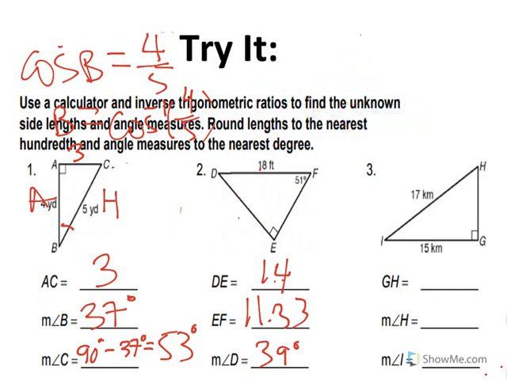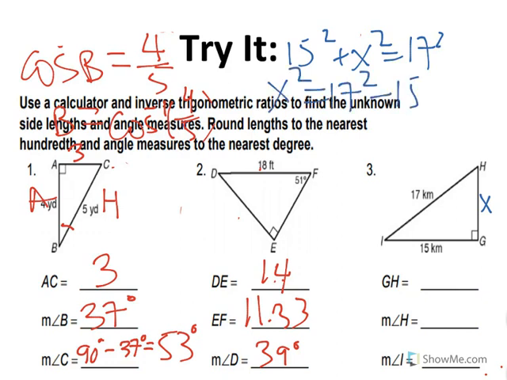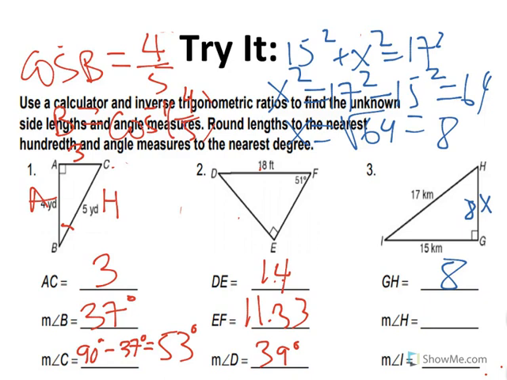Okay, so then let's work with number 3. So we're looking for GX, so this point here, right? So since it's a right triangle, we can use the Pythagorean theorem. So we said 15 squared plus x squared equal to 17 squared. So then x squared equal to 17 squared minus 15 squared, which is 64, so x equal to square root of 64 gives us 8. So this is 8. Okay.